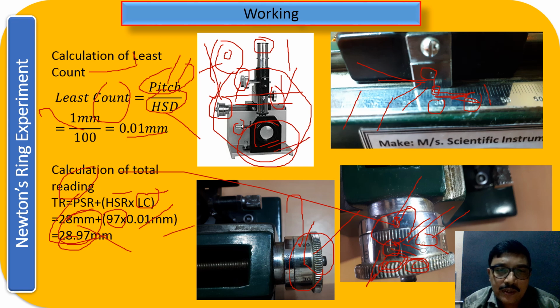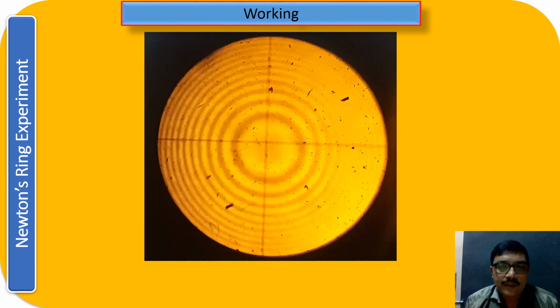Now, to move the crosswire from one direction to the other direction, you need to rotate the head of the screw. Depending on whether you move clockwise or anti-clockwise, the direction of the crosswire changes. Remember, to move the crosswire, you should rotate the head of the screw, right?